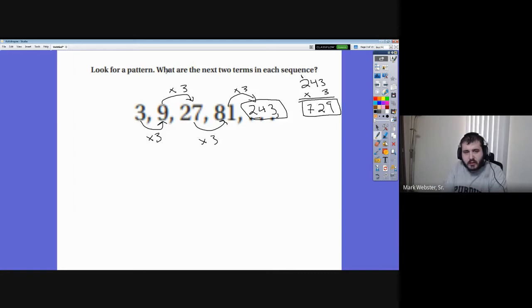If you look, it said, what are the next two terms in each sequence? So make sure that you read the directions. Make sure that you read the directions here. All right, good job. Give this one a try.